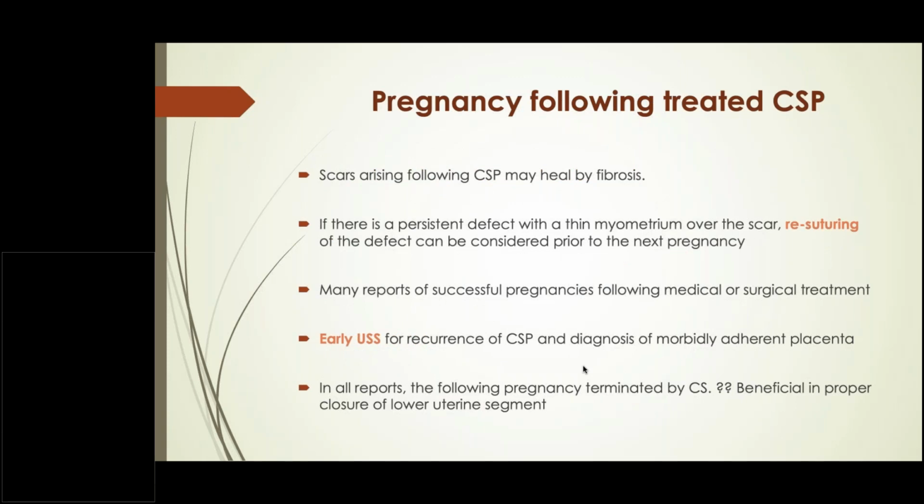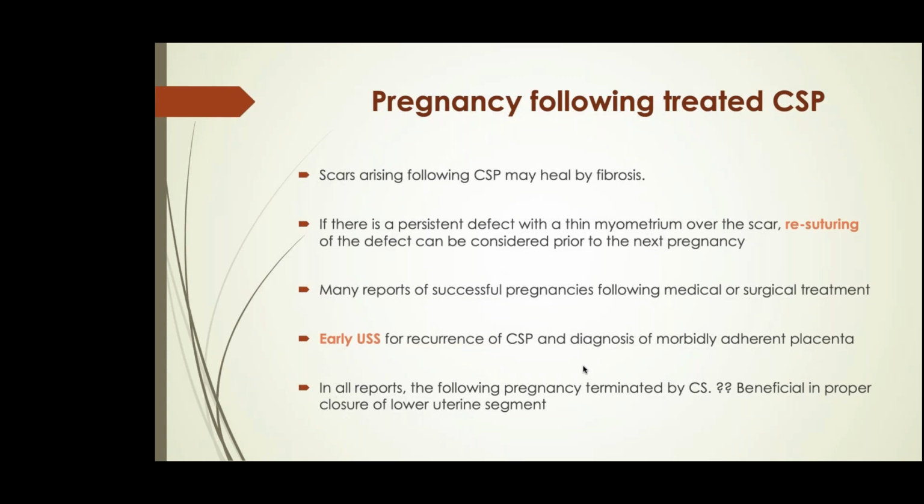What about the pregnancy following the treated scar pregnancy? Scars arising following cesarean and scar pregnancy may heal by fibrosis. So the healing will be by fibrosis. If there is a persistent defect with a thin myometrium over the scar, resuturing of the defect can be considered prior to the next pregnancy. And this is what the doctor was asking me. Resuturing can be done vaginally, by dissecting the vaginal wall from the cervix and moving out, dissecting the bladder and getting to the scar niche and resuturing it.